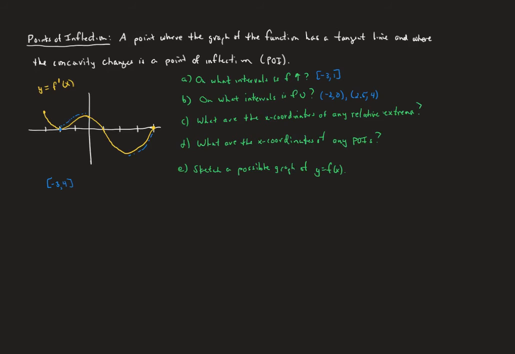Part C, what are the x-coordinates of any relative extrema? We're going to get relative extrema where the derivative changes sign. So certainly at x equals 1, we can see that the derivative changes from positive to negative, which is going to make that be a relative maximum.